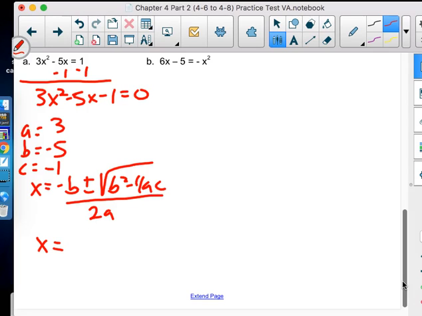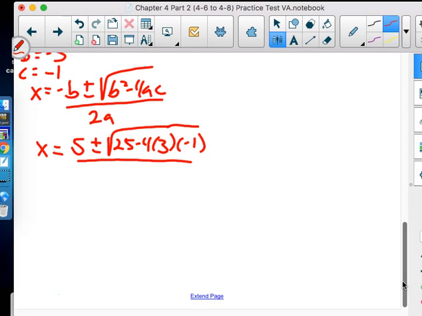X equals negative of negative 5 is 5, plus or minus the square root of negative 5 times negative 5 is 25, minus 4 times 3 times negative 1, all over 2 times 3, which is 6. And now this we've talked about before. If you don't want to do any of that math under the radical in your head, you don't have to. You can punch it into the calculator. In fact, I'll do that this time so everybody can see this. 25 minus parentheses 4 times 3 times negative 1. 37, didn't have to do anything.